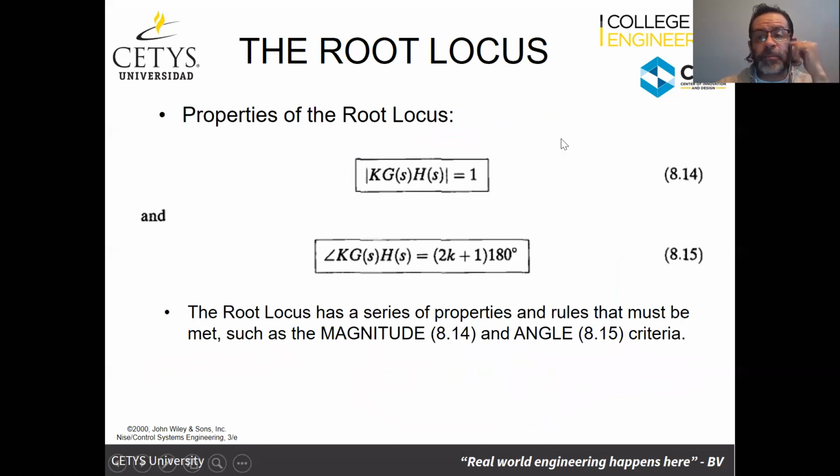The root locus has properties. First off, the absolute value of k times the forward and feedback transfer functions is always going to be 1. And the angle to each of the roots multiplied by k is always going to be a multiple of 180 degrees. These are called the magnitude and the angle criteria.